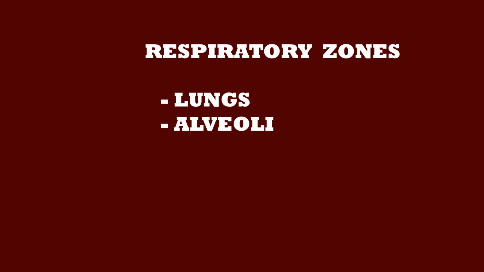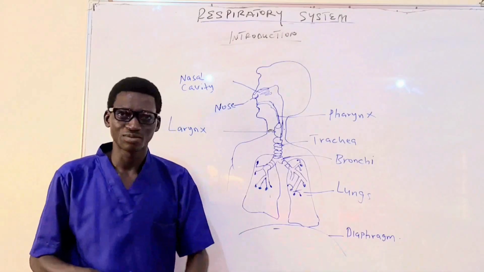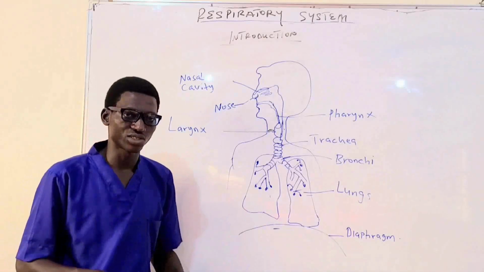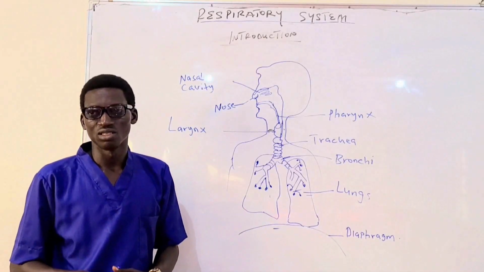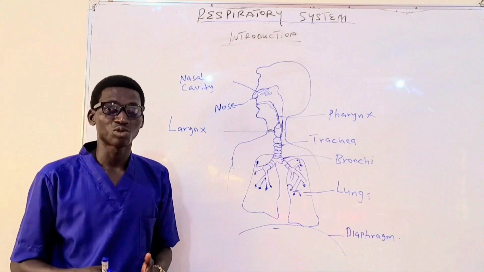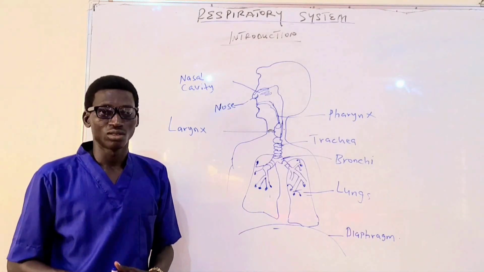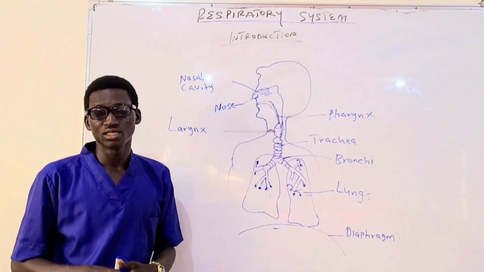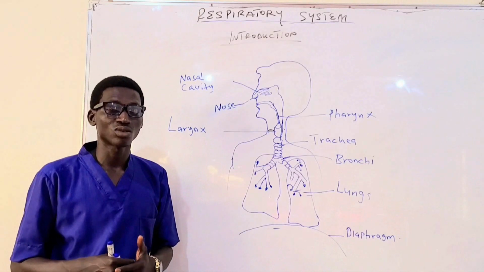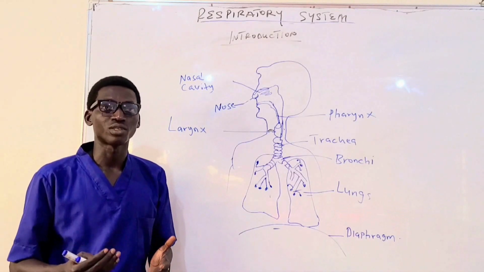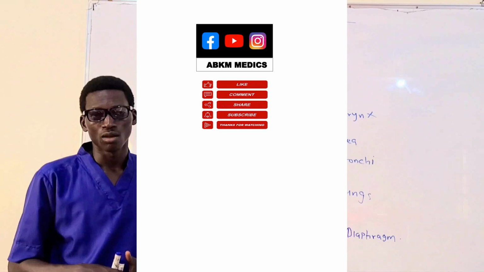When we look at it here below, there is a structure called the diaphragm. This is an accessory structure of the respiratory system. It plays a vital role when it comes to respiration too. So we're going to stop here for today. When we meet in our next class, we're going to talk more about the respiratory system.